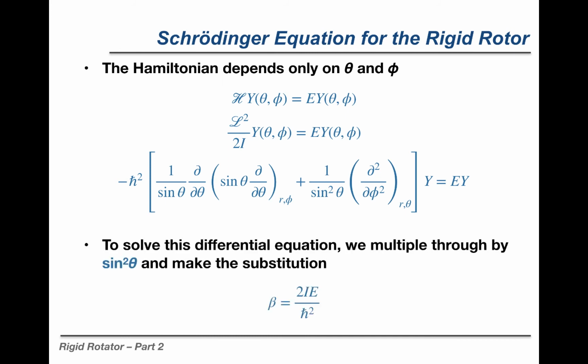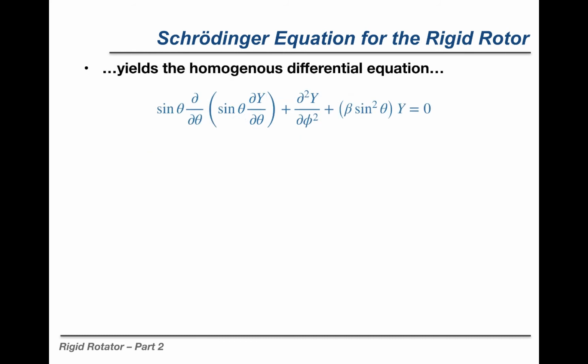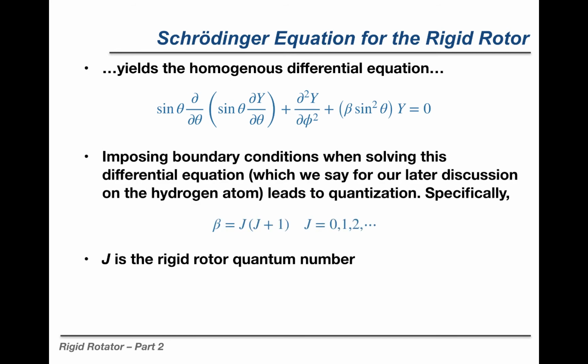First, we need to multiply through on both sides by sine squared theta. And second, we'll make a substitution, shown in the bottom here, and we'll introduce a new term called beta. Carrying out those two steps yields the following homogeneous differential equation. And now we can impose boundary conditions on this system, and that will lead to quantization.